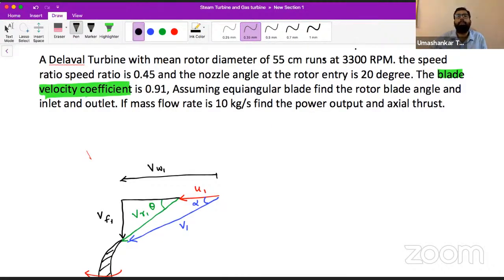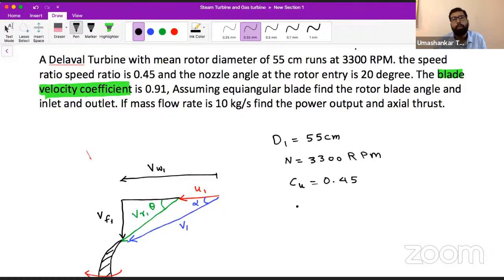We are given the RPM and the diameter. So the diameter is equal to 55 centimeter, the RPM is equal to 3300. We have this speed ratio, let's just call it Cu, so you have this as 0.45. You have the nozzle angle, that is alpha is equal to 20 degree, and the blade velocity coefficient, that is K, it is 0.91.